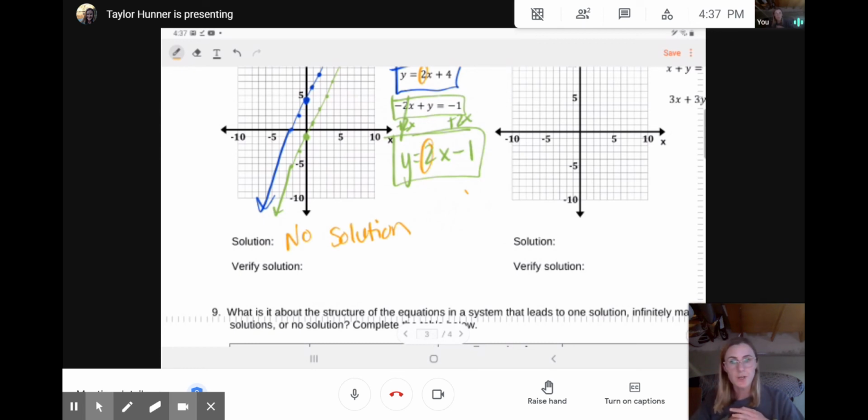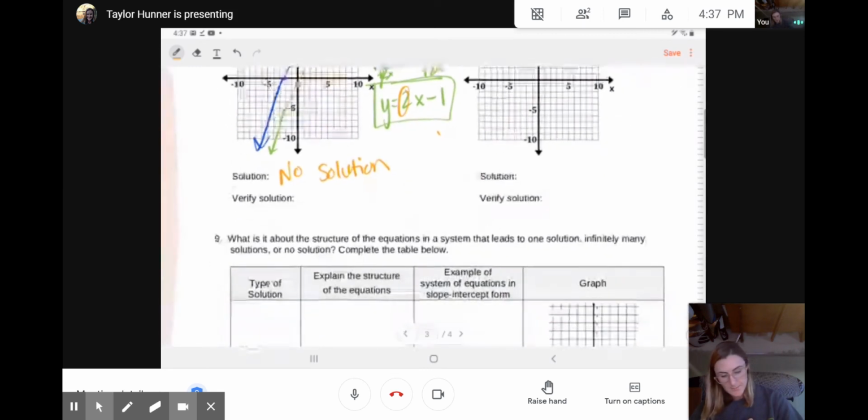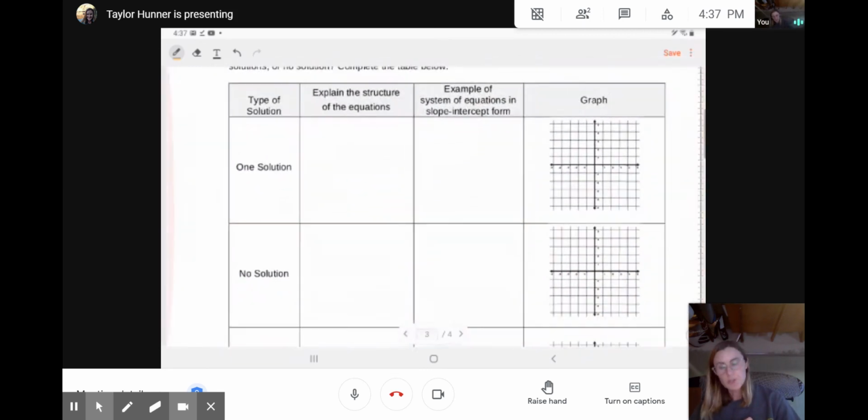So finally, the structure of a problem. So what is it about the structure of equations that leads to one solution, infinitely many, or no solutions? This should start to be a review for you guys. Type of solution. Let's start with what we know. So we just did no solution. So here I can say that the equations are parallel.